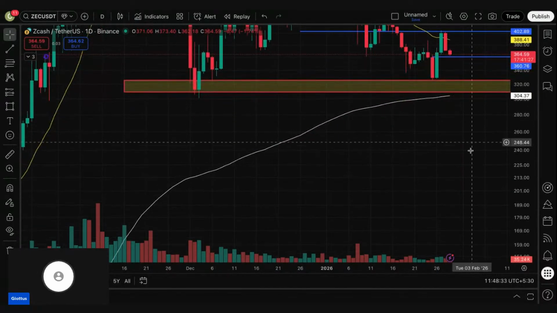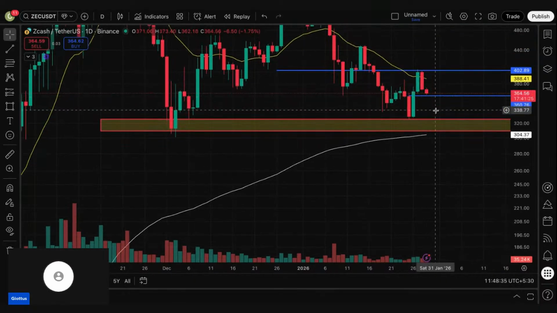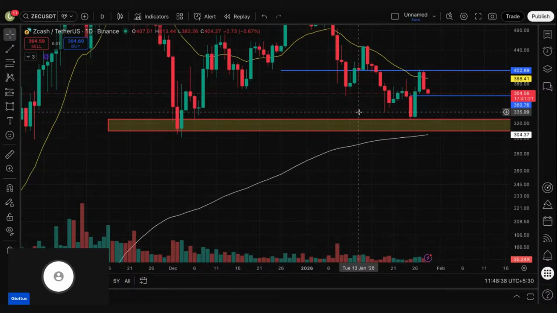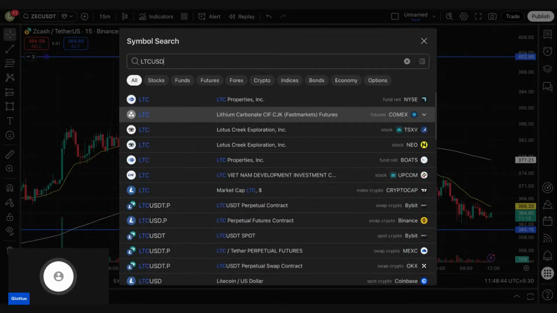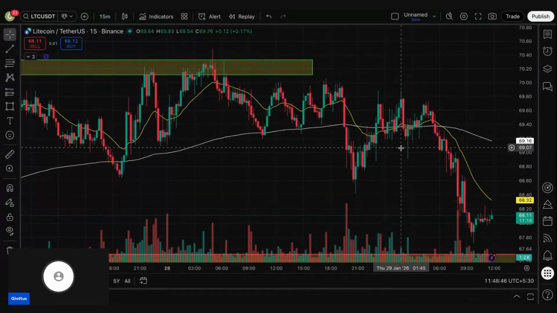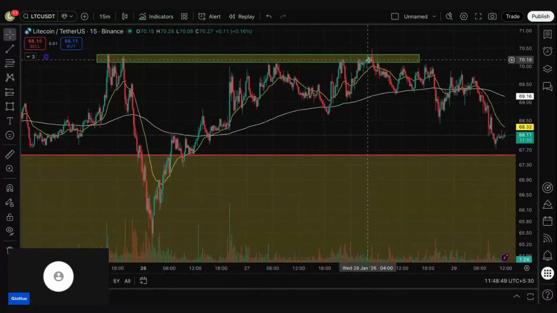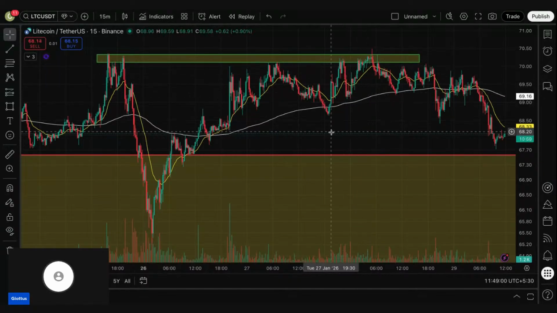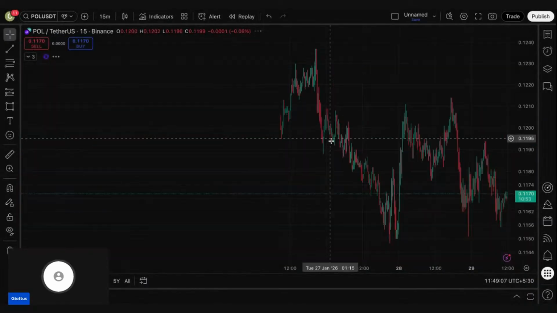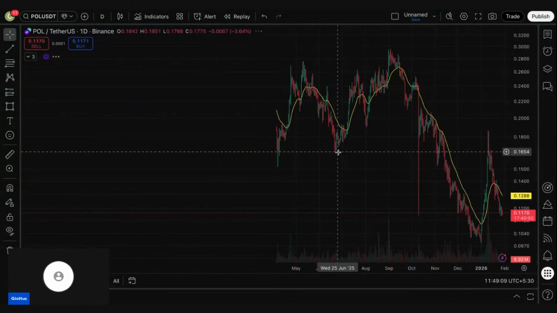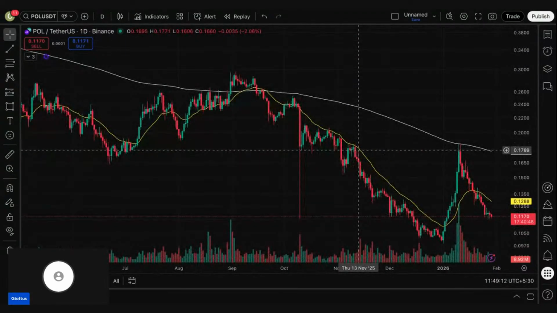From around $400, Zcash has again corrected back to 360. And this correction should continue. LTC has not managed to do well. It was expected to close above 70. If it did, then it should have given a move, but it has not closed above 70 again, which makes the whole trade go in vain. If you look at other coins like Polygon and certain other coins also, everything is as of now bearish, not bullish.